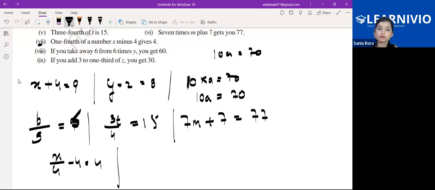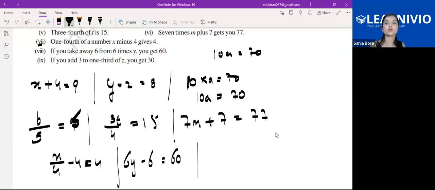6y minus 6 equals 60. Can you please pardon? Isra, I can't hear you. Isra, I think you were saying it right, but I was unable to hear you. Can you please repeat it? So 6y minus 6 equals 60. Yes, correct. I hope everybody got the same answer, right?